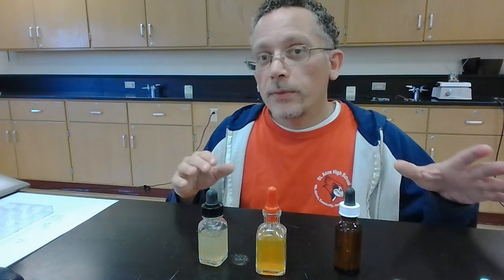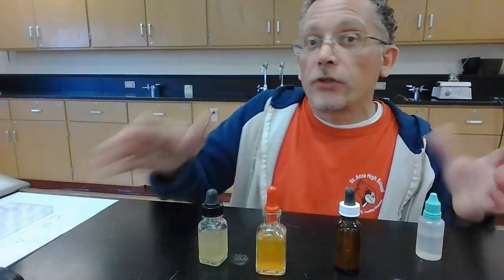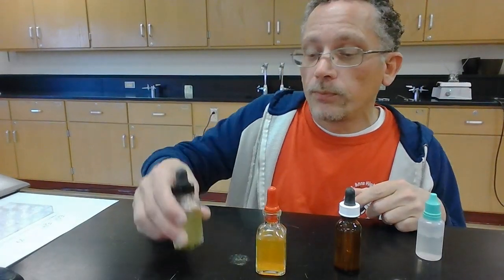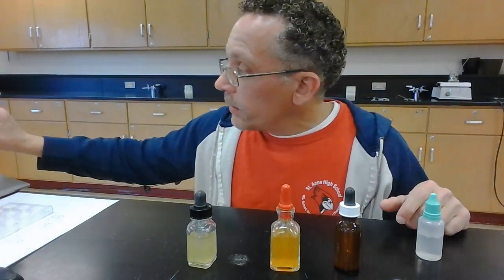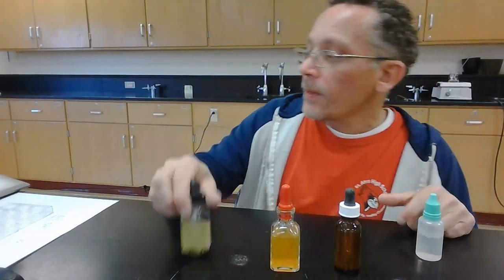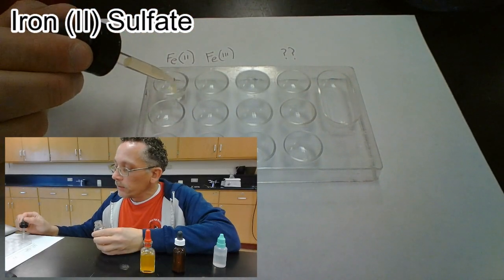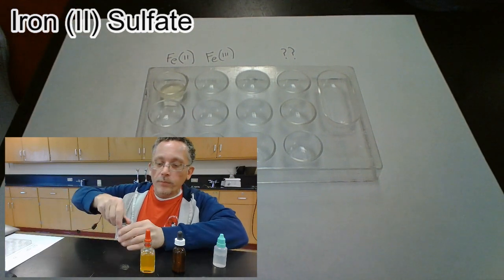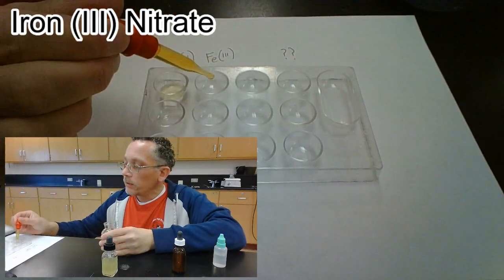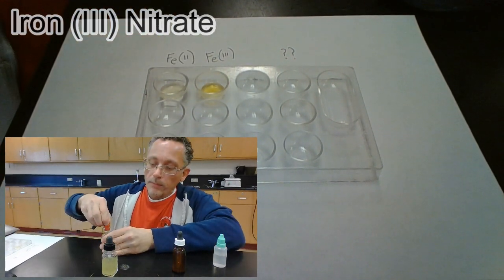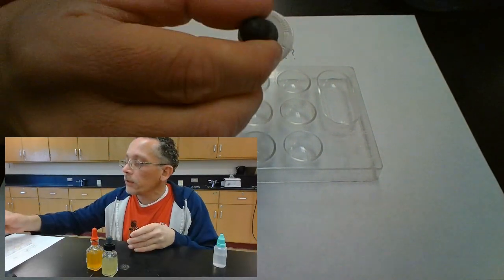Now this one is a little bit simpler. We're just going to add sodium hydroxide to each one, and if we get a green precipitate, we've got iron 2. If we get a brown precipitate, we've got iron 3. So let's take a look at the spot plate here. I'm going to put some iron 2 into the first well. I'm going to put some iron 3 into the second well. And then I'm going to put some of my mystery solution underneath my question marks here.